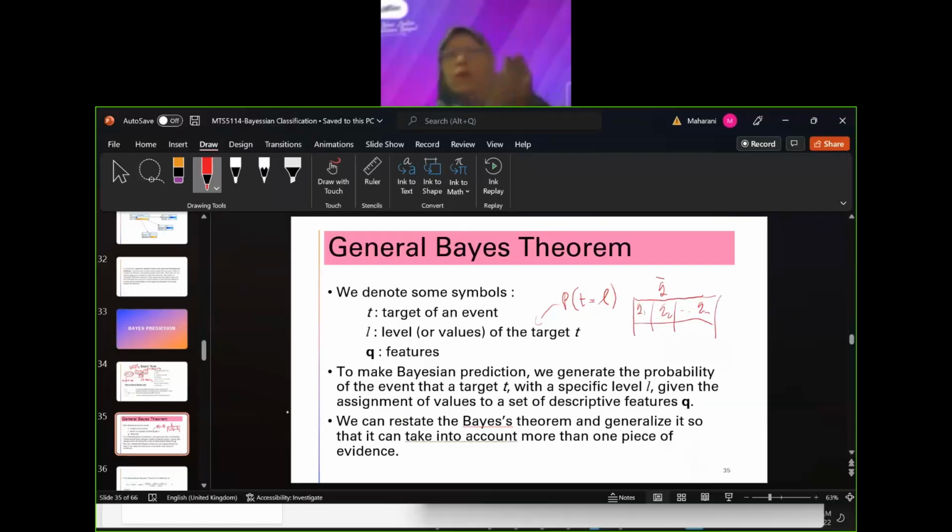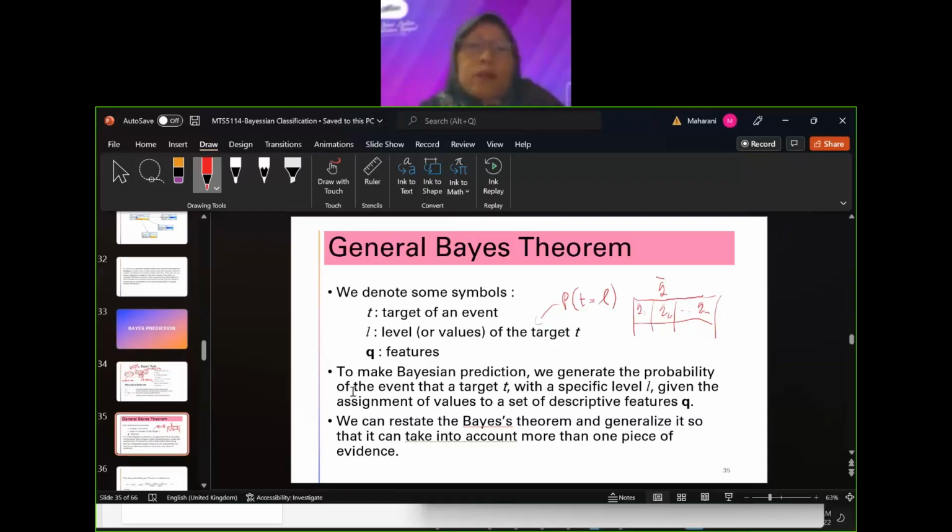Now with one target with a specific value and with some features, we try to predict the probability of the event of the target with condition Q1, Q2, and so on. So not only two events like we discussed before, what is the probability of event A with condition B? It's not like that, but now we extend the features. Yesterday we had the definition of evidence, so we extend that.